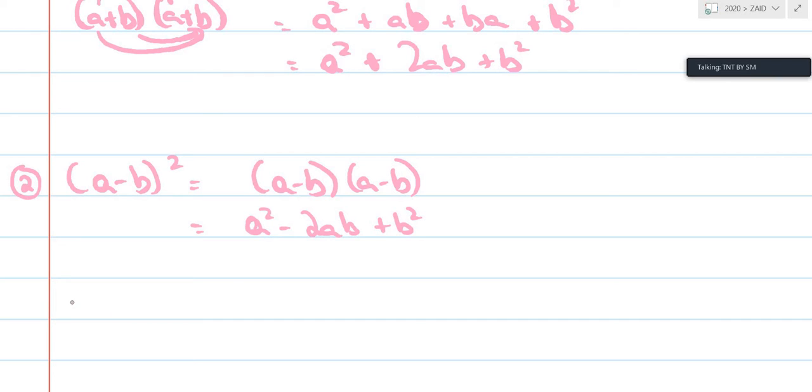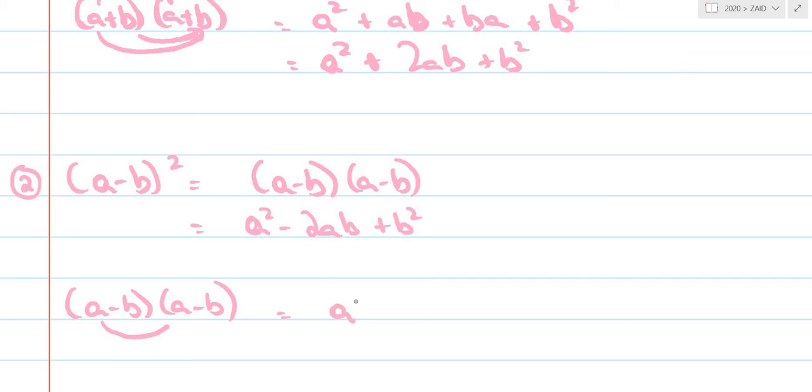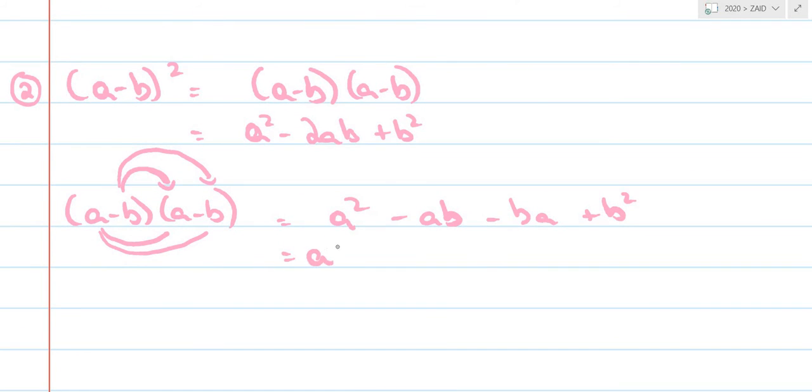Now if you were to take this down step by step, I will write a minus b multiplied by a minus b. A multiplied by a is a square. A multiplied by minus b is minus ab. Minus b multiplied by a is minus ba. And minus b multiplied by minus b is equal to plus b square. Therefore you can say a square. As both signs are the same, you would add the numbers and the sign would be common. Therefore minus 2ab plus b square.